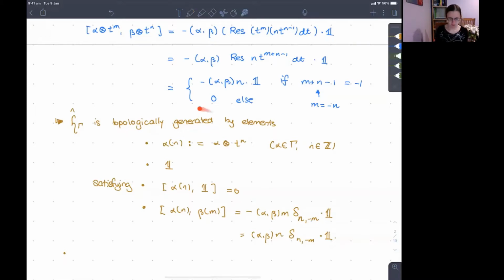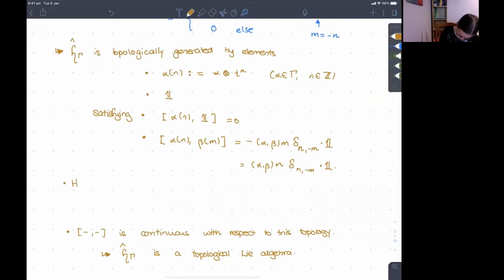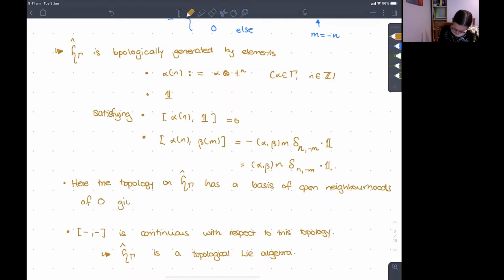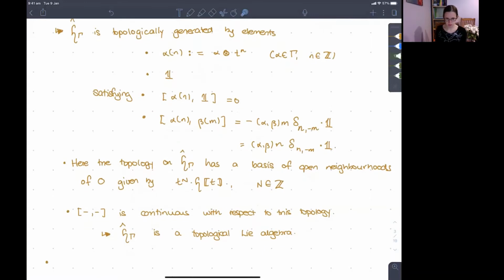And so I've been kind of throwing this topologically generated around casually, so maybe I should say a little bit about the topology. So here the topology on the Heisenberg is determined by T. So it has a basis of open neighborhoods of 0 given by t to the n times the polynomials. And we can see that the bracket is continuous with respect to this topology, and so we have a topological Lie algebra.